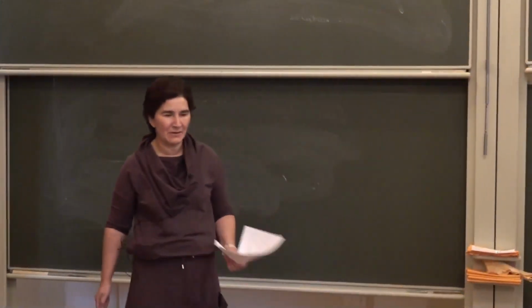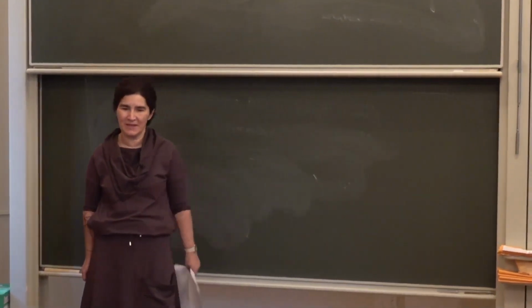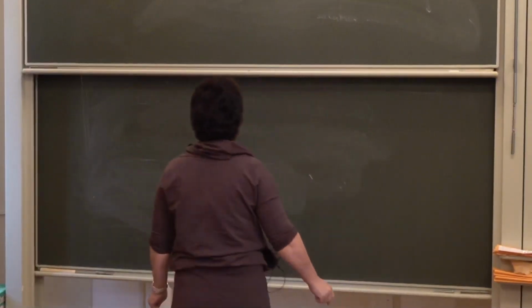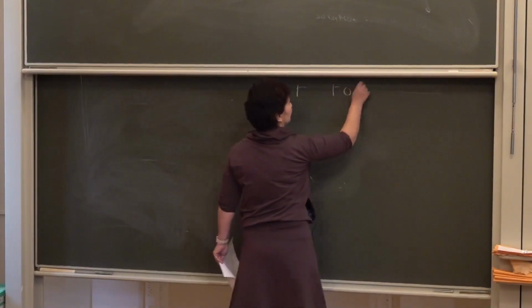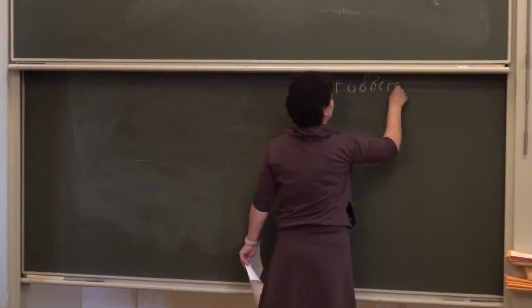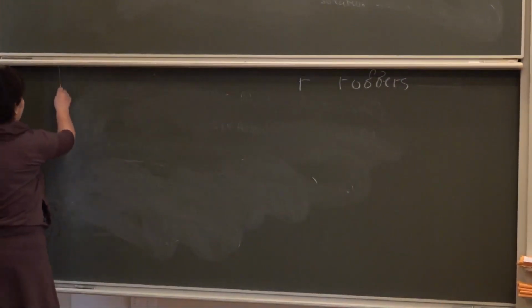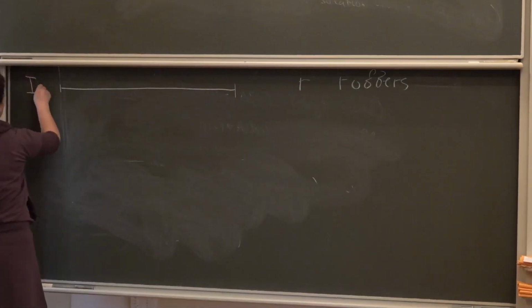I will speak about fair divisions and envy-free divisions. And let me start with the formulation. So imagine that there are R robots, and they stole a necklace. A necklace is just a segment which we denote by the letter I.